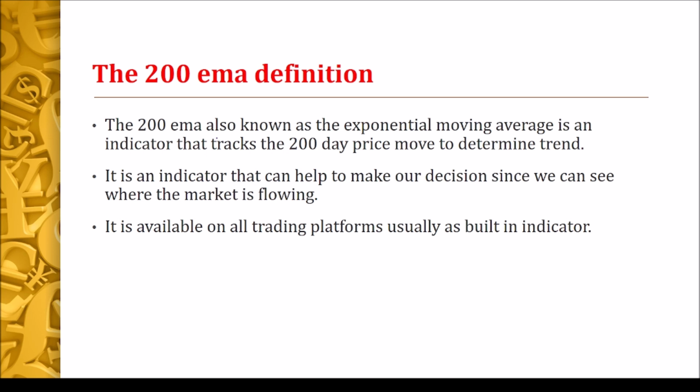So the 200 EMA, also known as the exponential moving average, is an indicator that tracks the 200-day price move to determine trend. It is an indicator that can help to make our decisions since we can see where the market is actually flowing. So it's an indicator that can track 200-day price move to determine whether we are in a downward trend or we are in an upward trend.